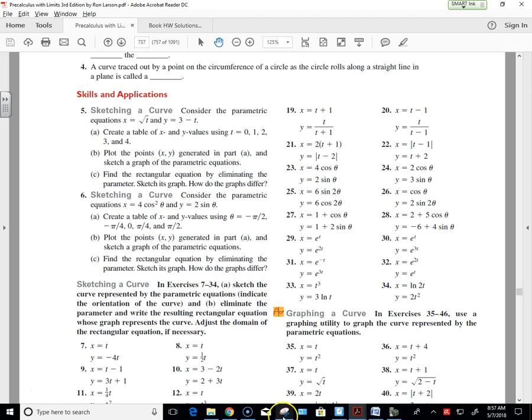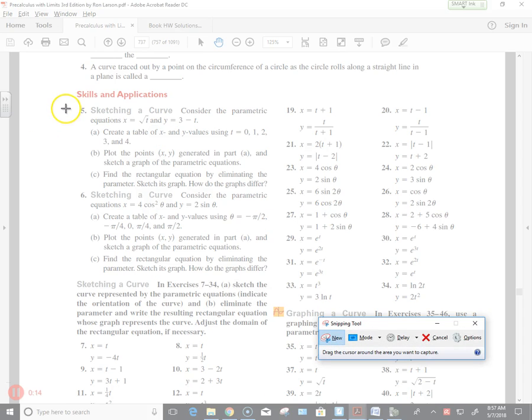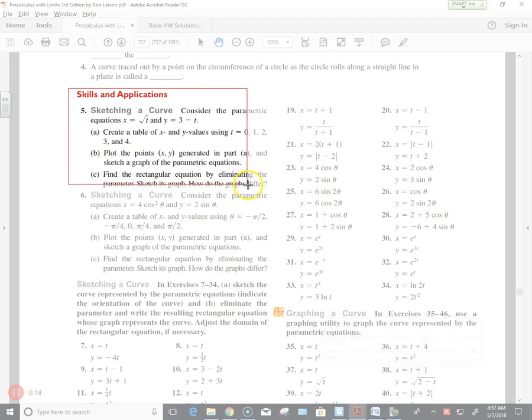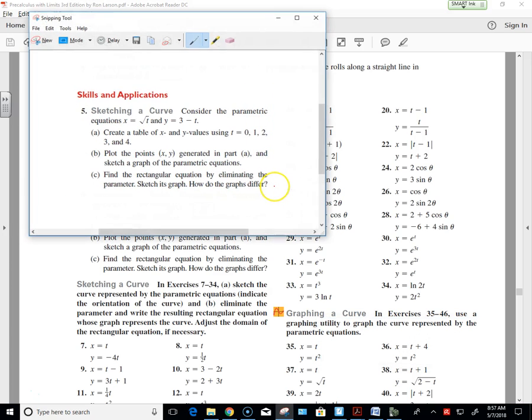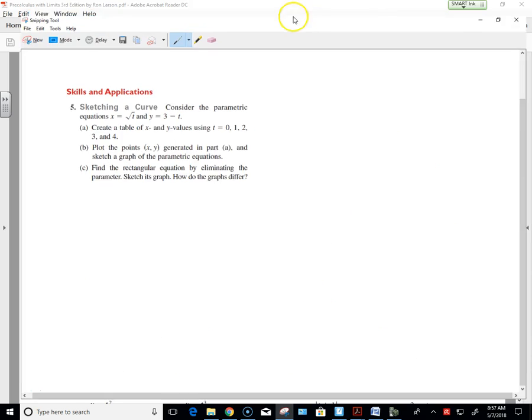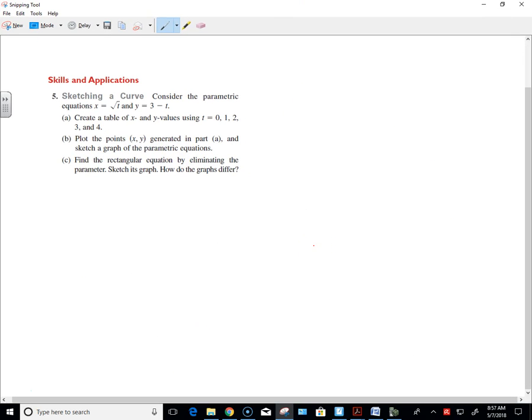Okay, so on 5C, you were supposed to already have made a table and plot the points. And then C says, eliminate the parameter. Come on, kids. You were having fun with this, at least kind of, on Friday, about eliminating. What's eliminating mean? Take them out, right? How do we take out t? What do we do first? No. What do we do first to eliminate t?